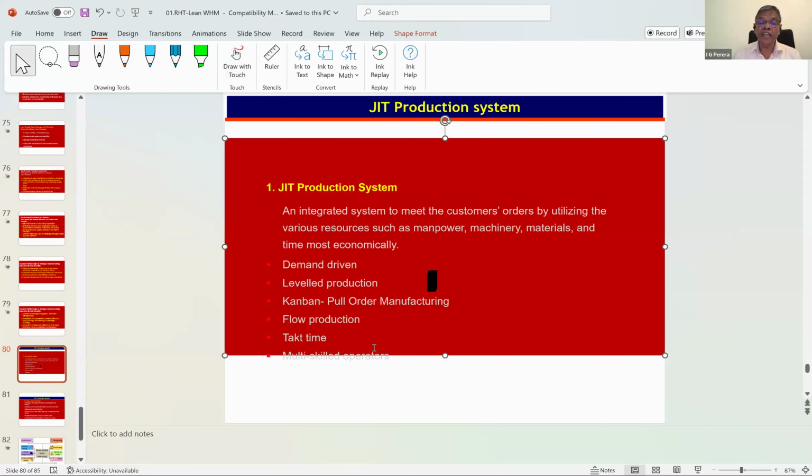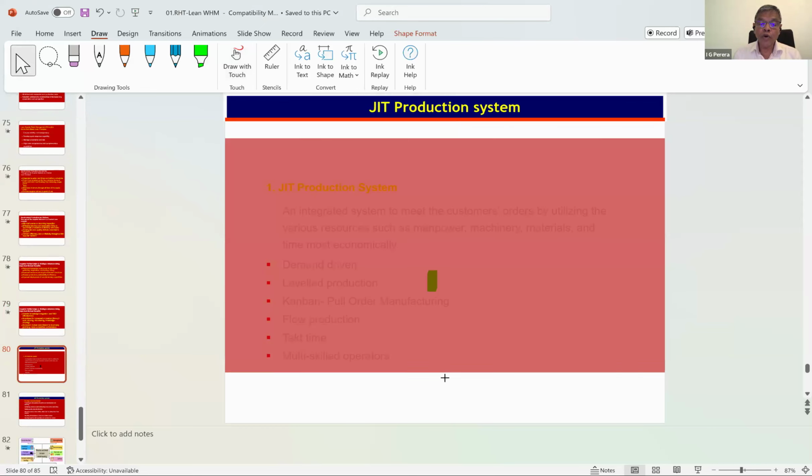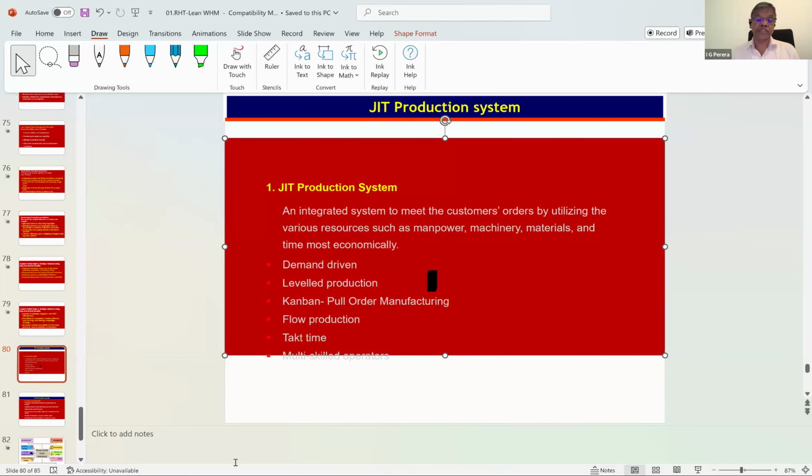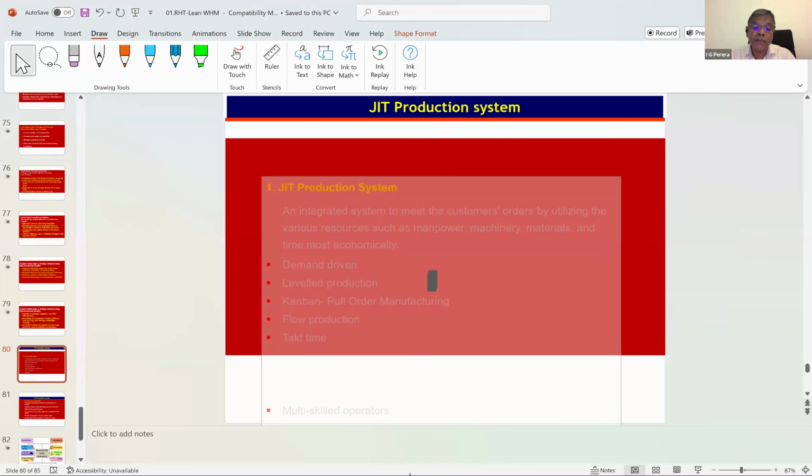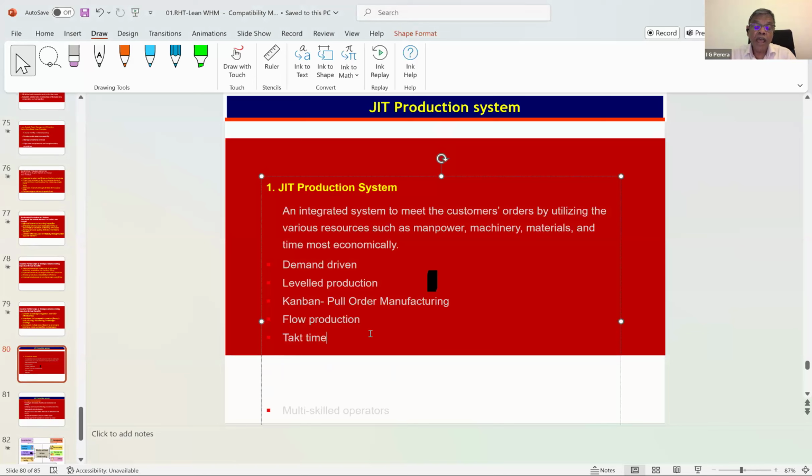So what happens in just in time? We understood the 7 waste and other waste in lean. So what happens there? When you eliminate some of the waste and accommodate it to the purchasing process, that becomes just in time. You are eliminating inventory. How to eliminate inventory?